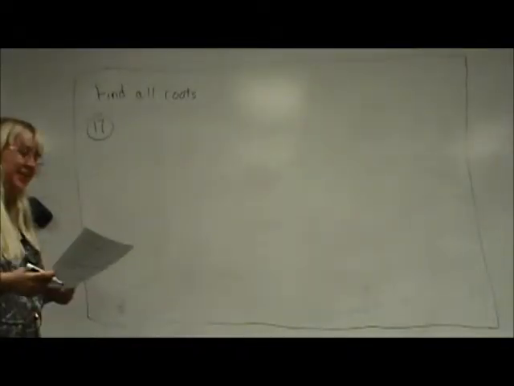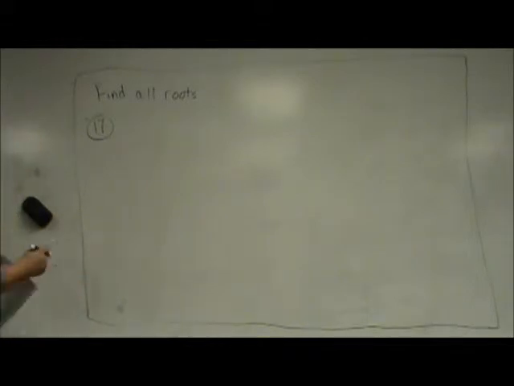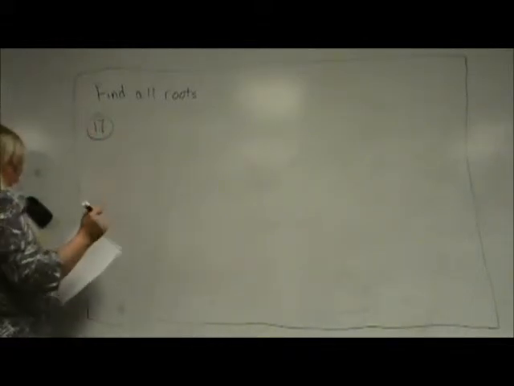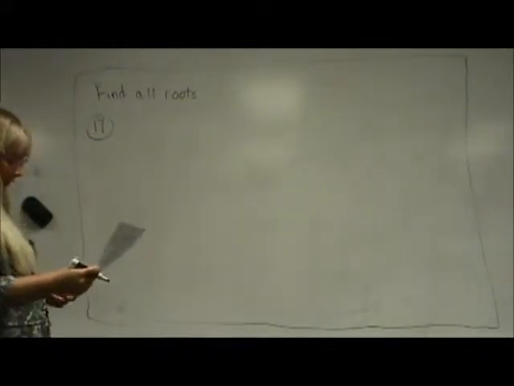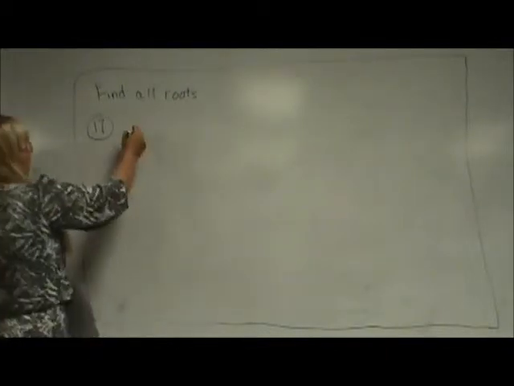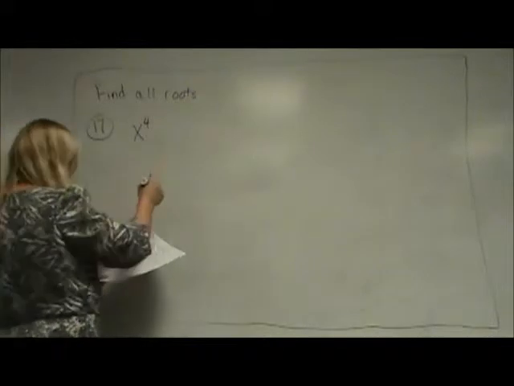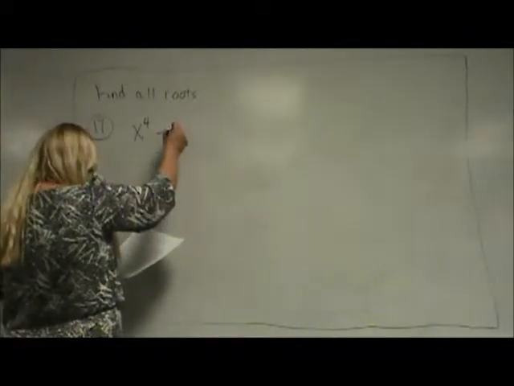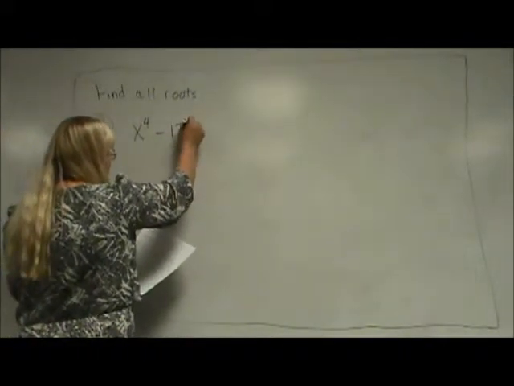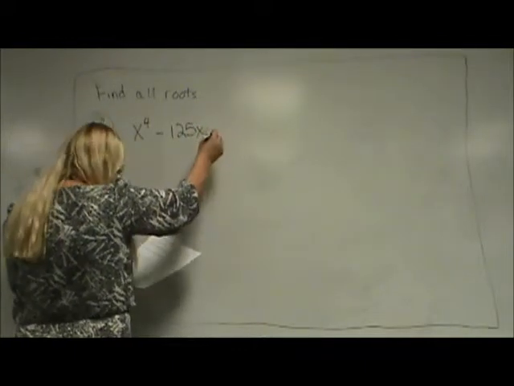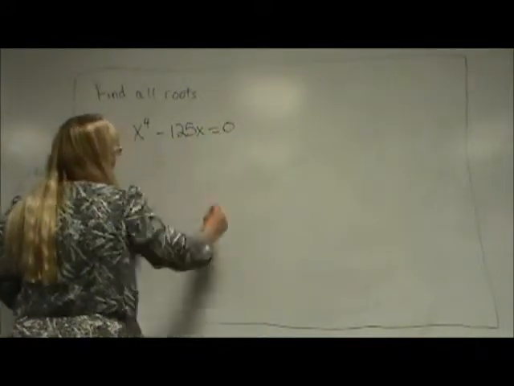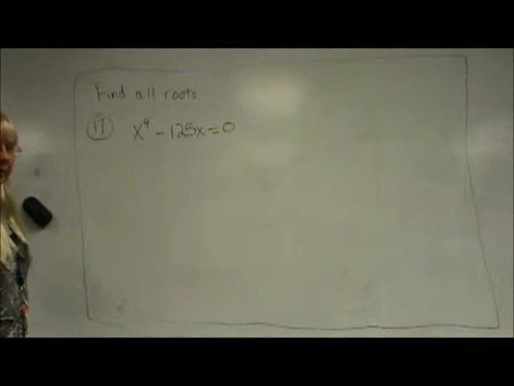Test review, accelerated geometry, advanced algebra. Number 17, we're still finding roots. This one was a little bit more challenging because this time we have a power of 4 instead of just a squared term. It's not really a lot different though.